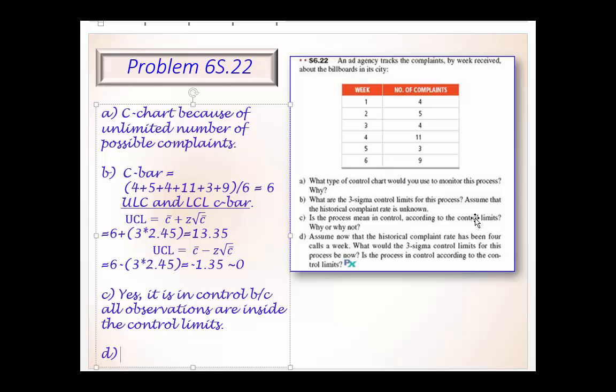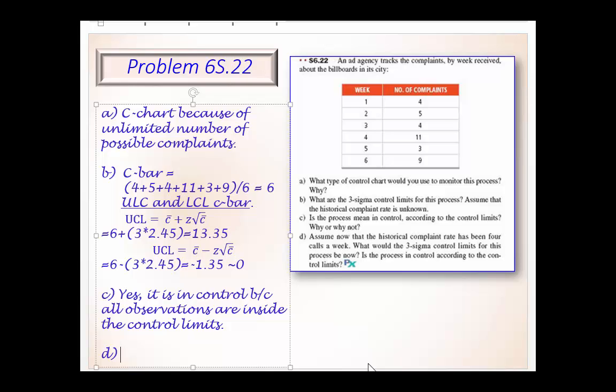So now we're changing our C bar to 4, and our standard deviation is now going to be 2, right? Because the square root of 4 is 2. So now we're going to calculate our upper and lower control limit, and we're going to come up with 10 and 0. And then they want to know, is the process in control? So no, it's not, because on day 4 we've got 11 complaints when we're saying that we really want to have an upper control limit of 10.